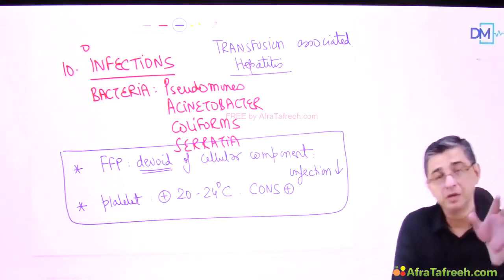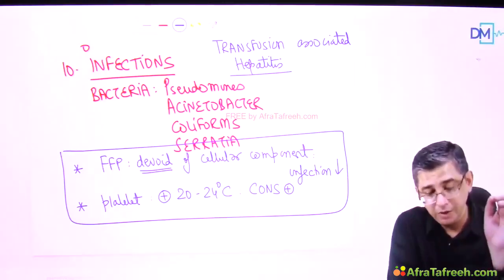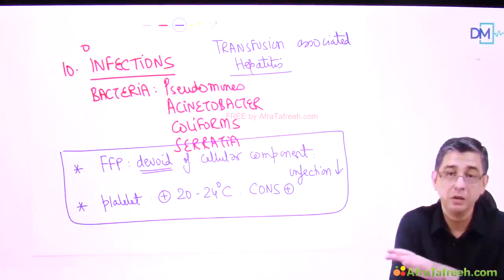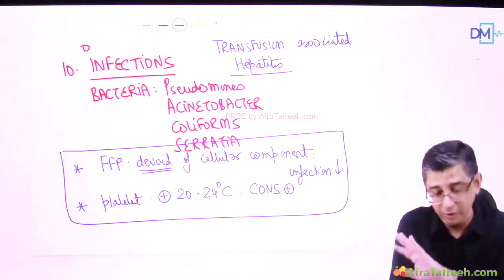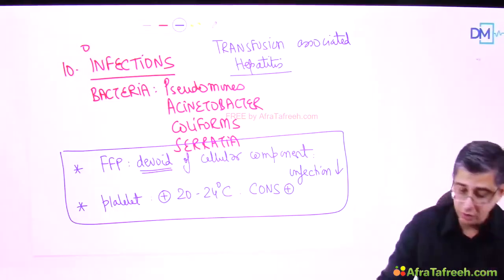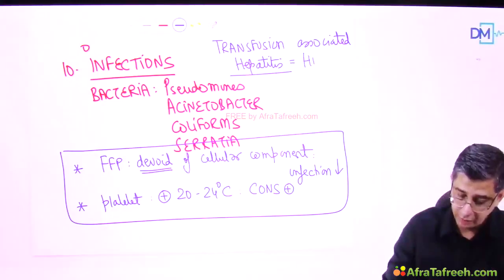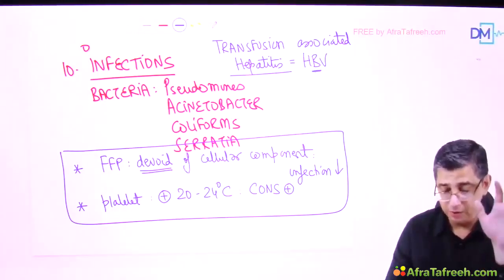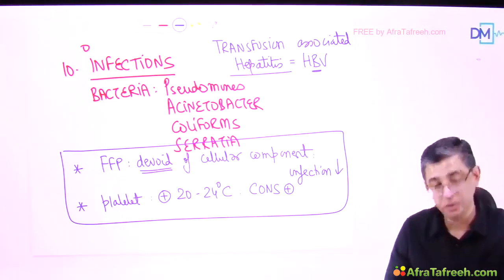The sequence is like this: the incidence of sepsis is higher as compared to that of hepatitis B, which is much more than that of hepatitis C. So never answer hepatitis C. Transfusion associated hepatitis is hepatitis B, the Bombay virus. The incidence of sepsis is higher than that of transfusion associated hepatitis.